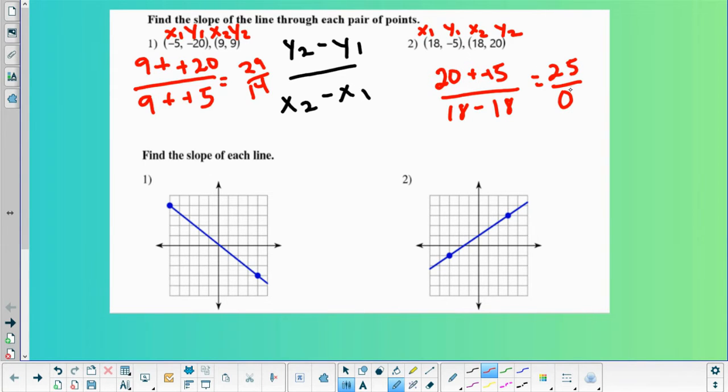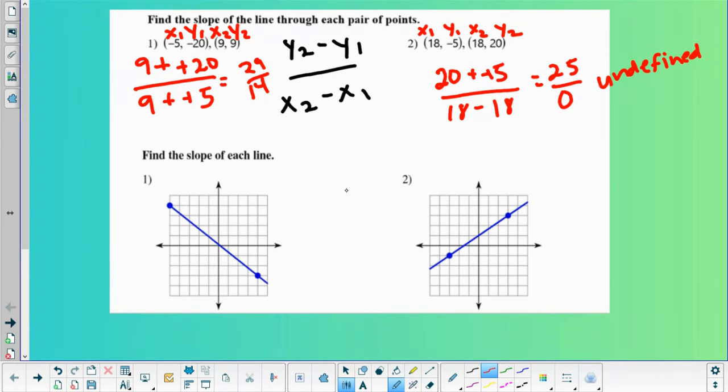If you try to do 25 divided by 0 in your calculator, you're going to get an error, and that's because we're not allowed to divide by 0. So this one is actually an undefined line. Okay, and if you remember, undefined lines, when you graph them, is just a vertical line straight up and down. Okay, so if you ever see a divide by 0, it's an undefined line.